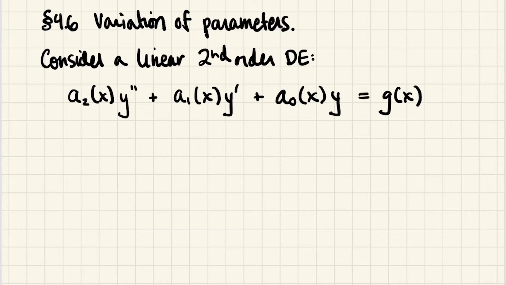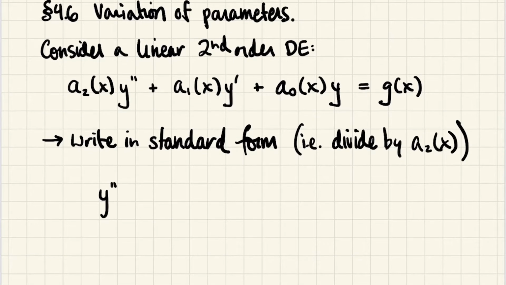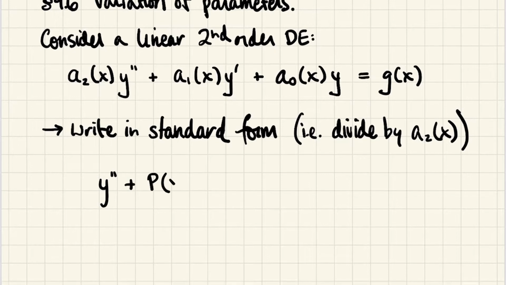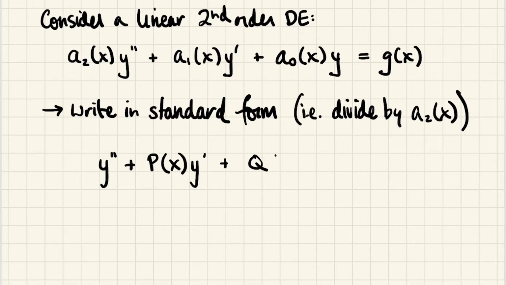The first thing we're going to do is write it in standard form. Of course, that means that the leading coefficient is 1, so we're just going to divide everything, or assume that we've divided everything by a2 of x. So we're going to get y double prime plus, and we'll just call the new coefficient of y prime p of x, and the new coefficient of y we'll just call q of x, and the new right-hand side we'll just call f of x.